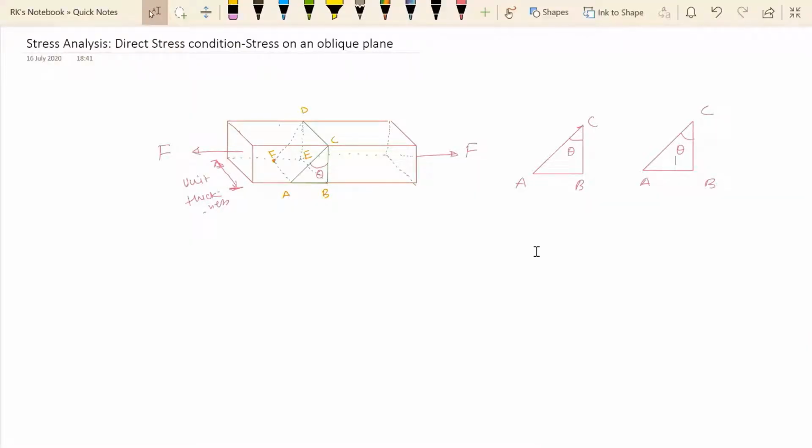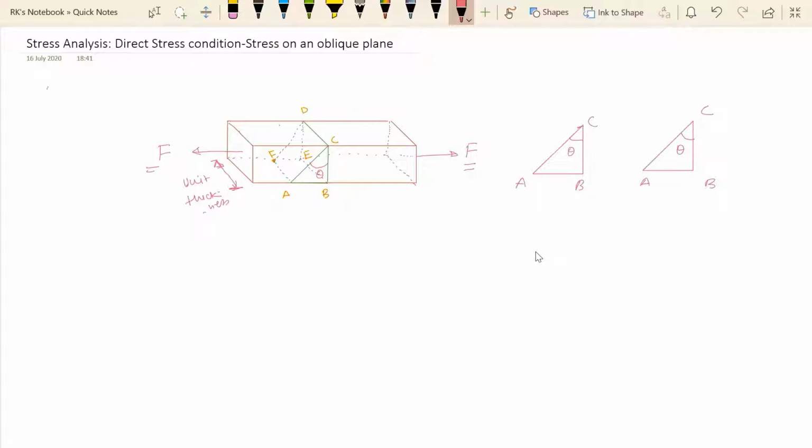Hello everyone, welcome back. In this lecture, we are going to discuss the stress on an oblique plane in the condition of direct stress. For this, let's consider a bar which is acted upon by external force F. This prismatic bar is acted upon by external force F, and this F force results in a direct tensile stress sigma.